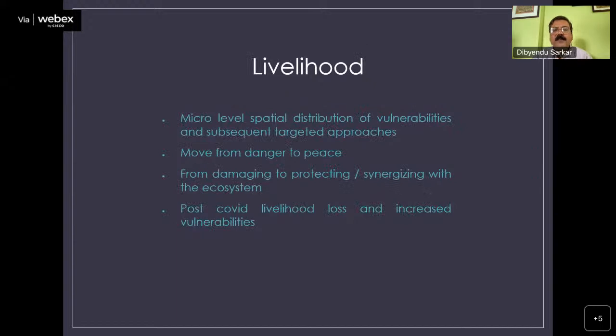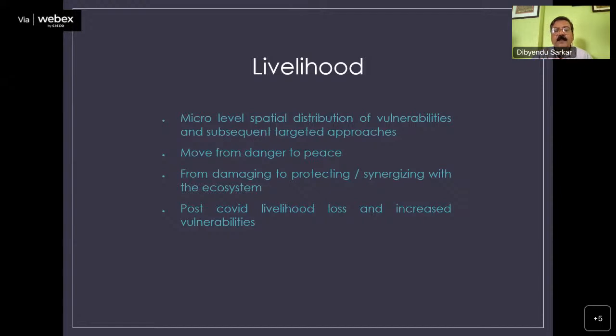Yes, micro level spatial distribution of vulnerabilities and subsequent targeted approaches would be important from the livelihood angle, and from danger to peace, that kind of a movement would be required. And from damaging, the approach is that the animals there are a danger, but we need to be at peace with them as well, and we need to ensure that our approach would not be damaging the ecosystem. It would be protecting the ecosystem, synergizing ourselves with the ecosystem.